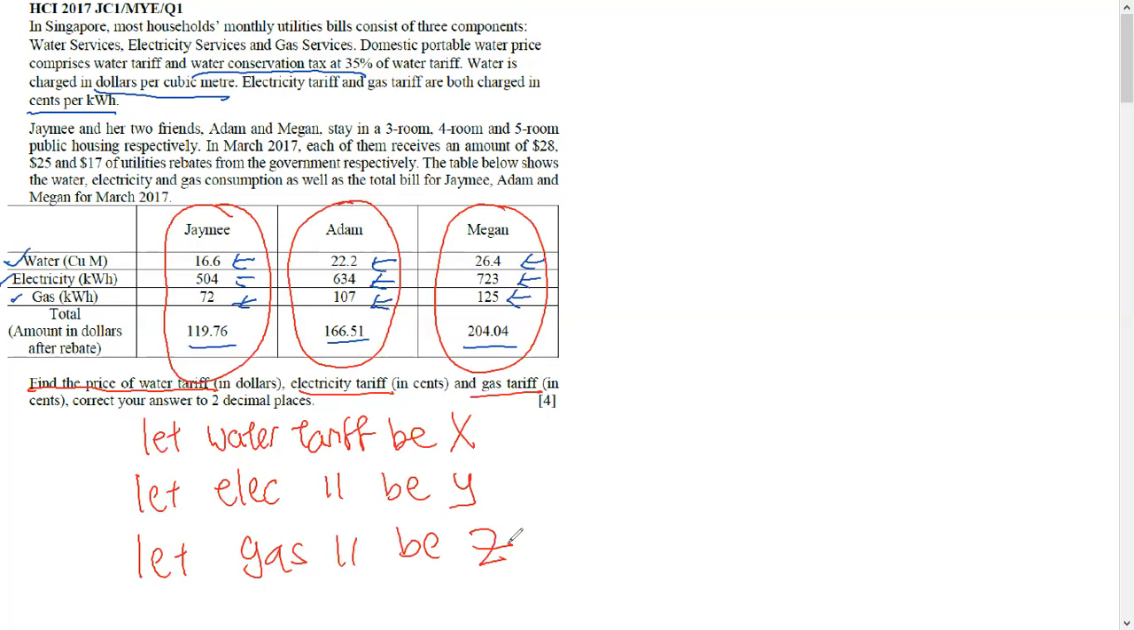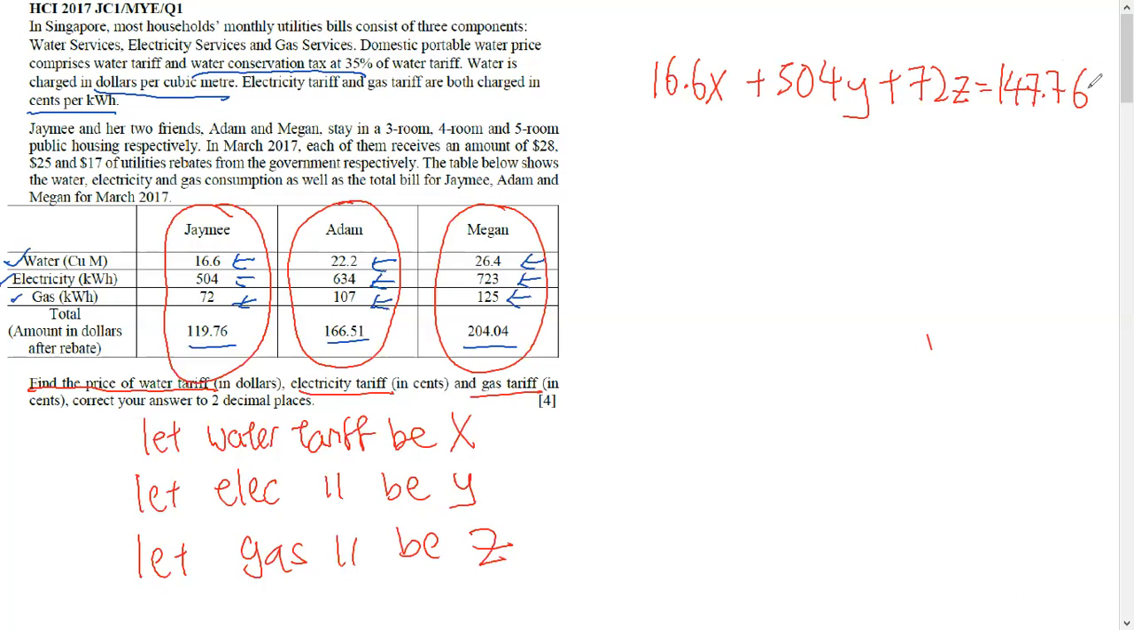Okay, so with that, we are going to form our equations. All right, so let's form the Jamie equation first. Jamie is going to use 16.6 cubic meters of water, so 16.6x plus 504y plus 72z. And this should give you 147.76.